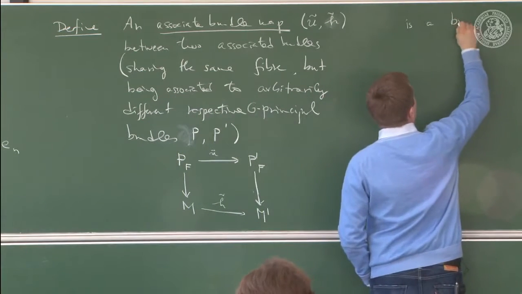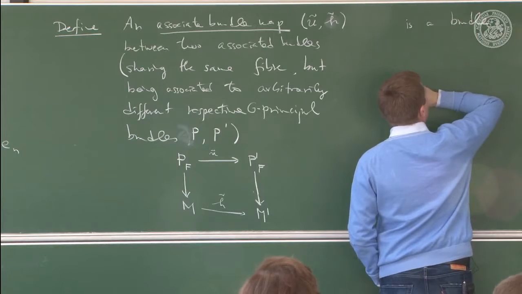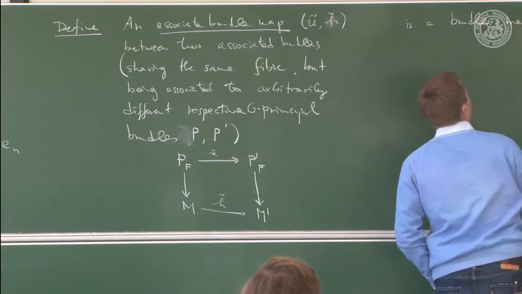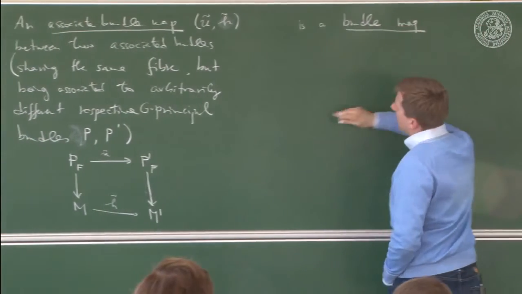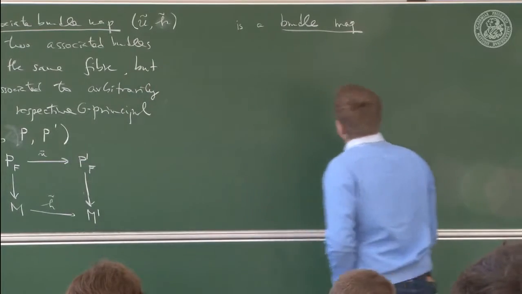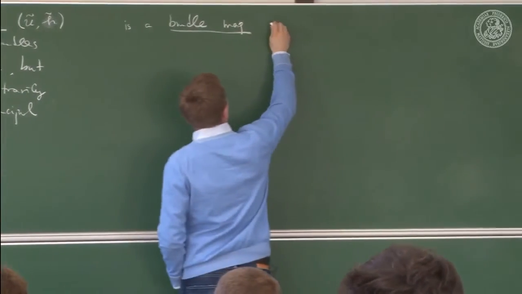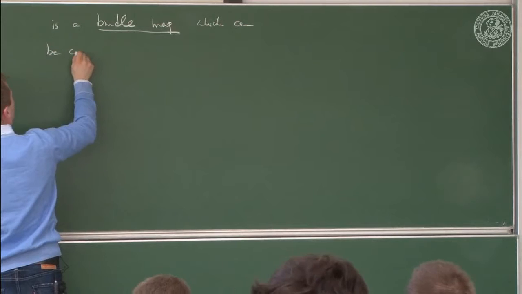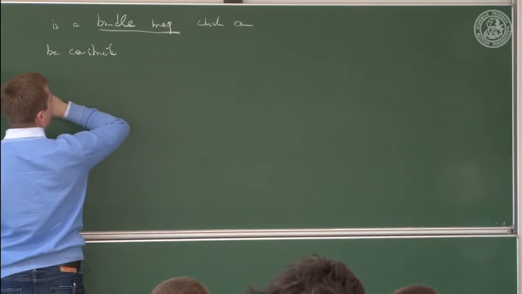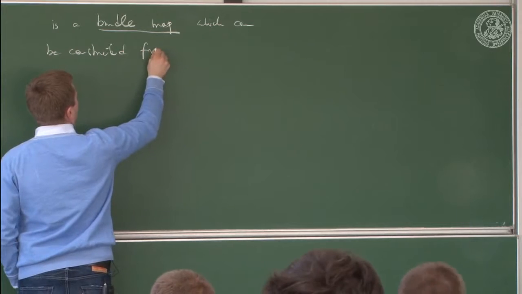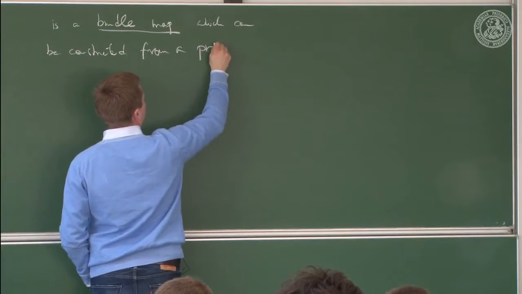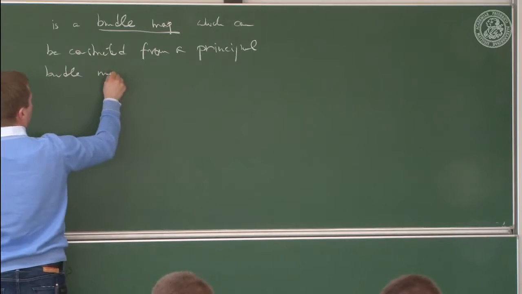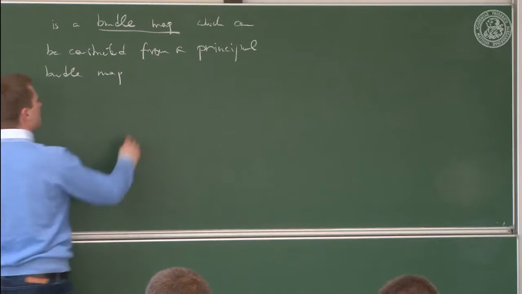Is a bundle map. So an associated bundle map is a bundle map which can be constructed from a principal bundle map between the underlying principal bundles.